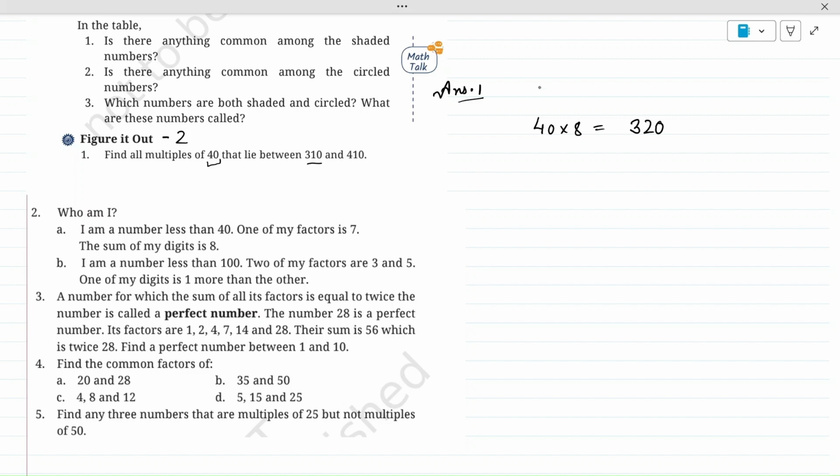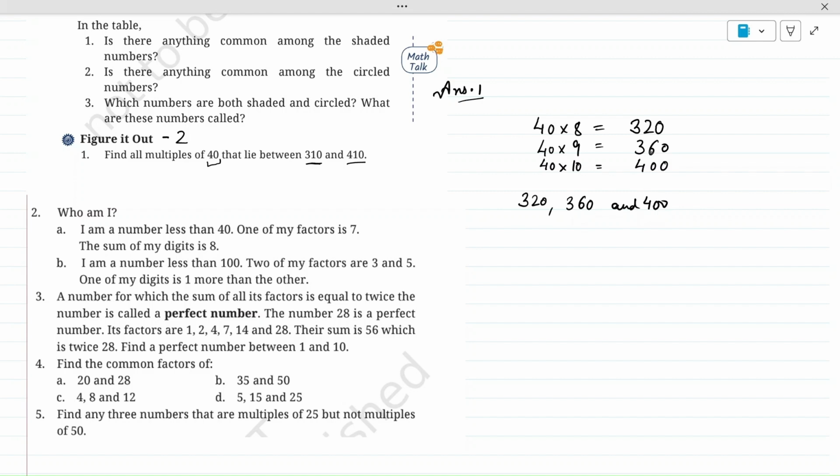Now what do we have to do next? We can take the next multiple of 40, that is 40 multiplied by 9, which gives us 360. Then we will get 400 and after 400 we will get 440, but we don't want 440. Why? Because we want the numbers between the range 310 and 410. So what we have got here are three multiples and they are 320, 360 and 400.